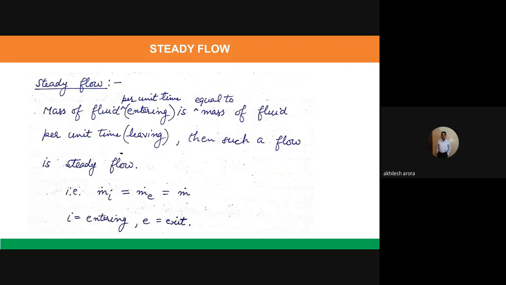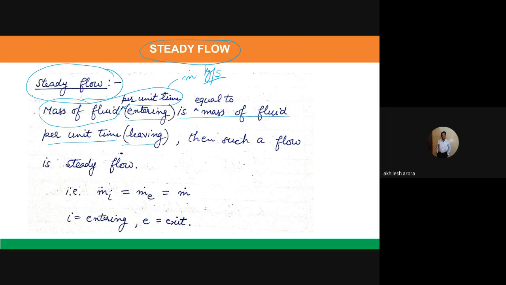Next thing is the steady flow. Actually, now what is the meaning of the steady flow? Now, steady flow is very simple. Steady flow means mass of the fluid per unit time. So we are basically talking about the mass flow rate. Actually, m dot has a unit kg per second. So it is mass flow rate which is entering some control volume is equal to the mass of the fluid per unit time which is leaving the control volume. Then such a flow is known as steady flow.